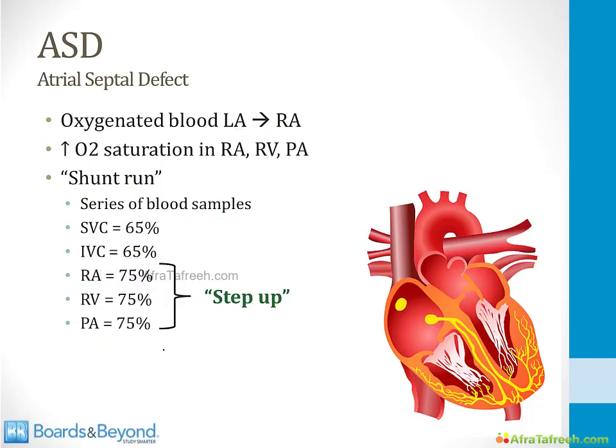And now I've cleared away my ink just to show you that you can also see a step up in the case of a VSD. In that situation, the right atrial oxygen saturation would also be 65 because there's no ASD, but when you get to the right ventricle, you now would see higher oxygen saturation because there is a defect and blood is crossing from the left ventricle to the right ventricle. You can also see a step up in the pulmonary artery in the case of a PDA. In this situation, blood from the aorta is crossing over into the pulmonary artery and raising just the oxygen saturation there and not in any of the chambers or vessels that come before it.